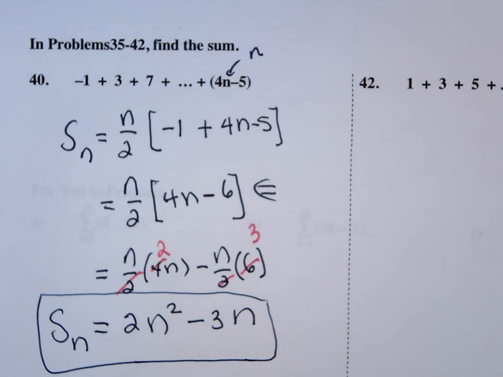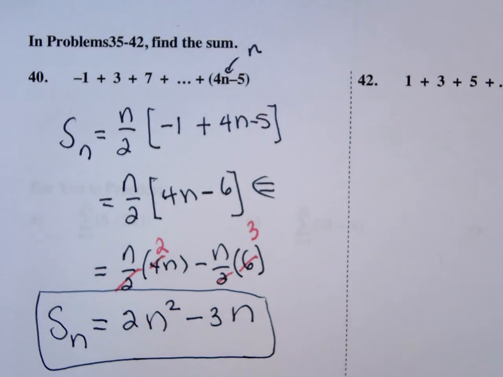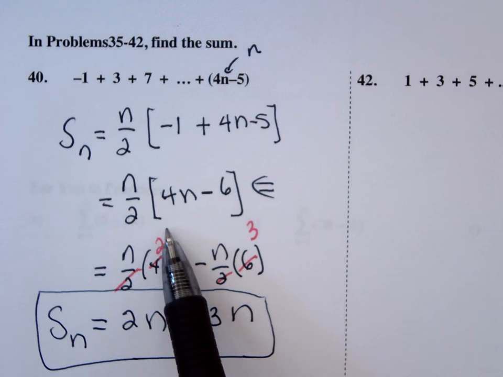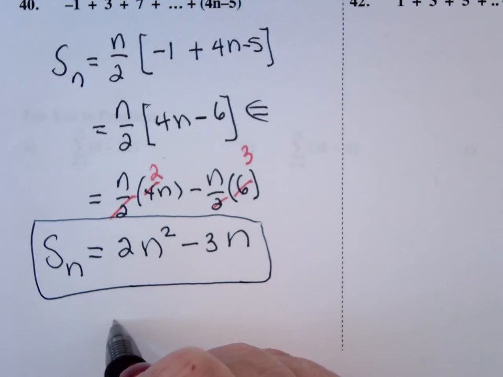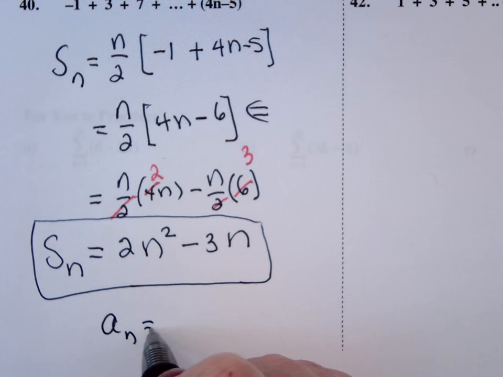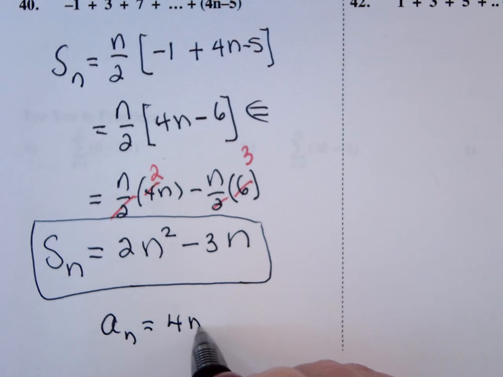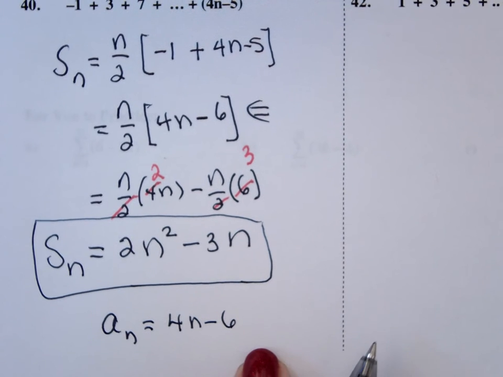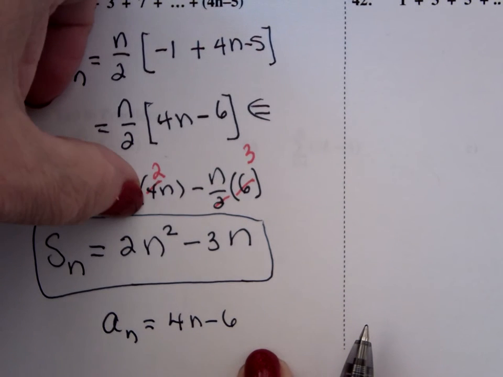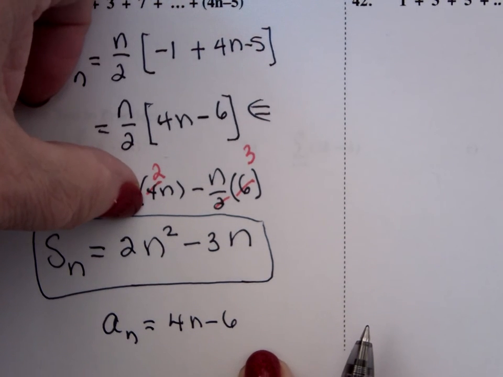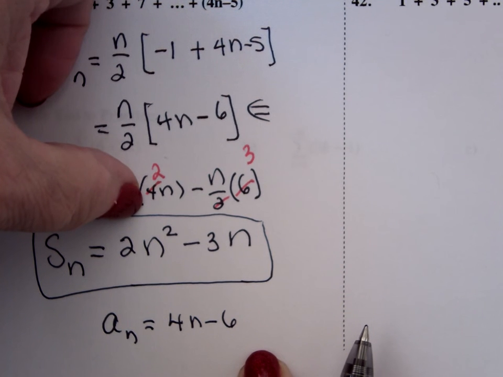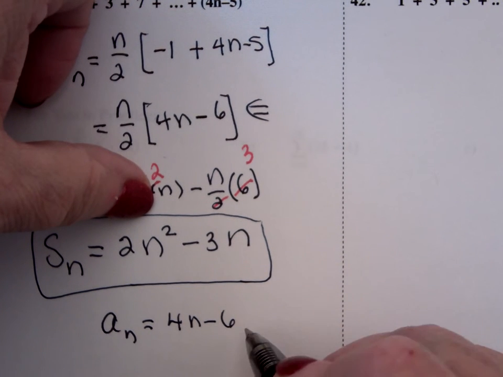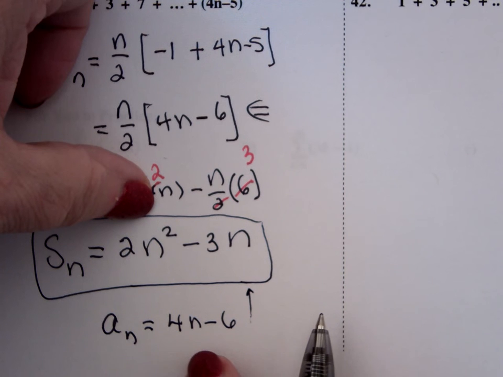Okay. So it's 2n squared minus 3n. And that's what you would see in a book that says, if my sequence was of the form, and this is the a sub n, the sequence generator is 4n minus 6, and it'd have to be specifically in that form, then you could use this formula to add up the terms. You tell me how many terms you want to add up, you'd use this formula. This formula is attached to this sequence.